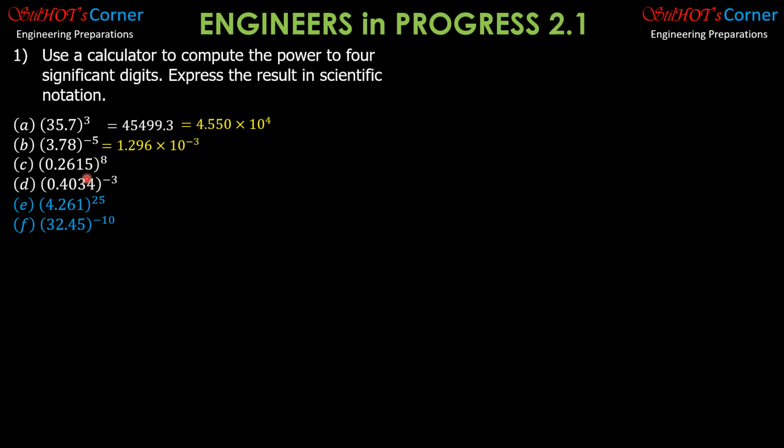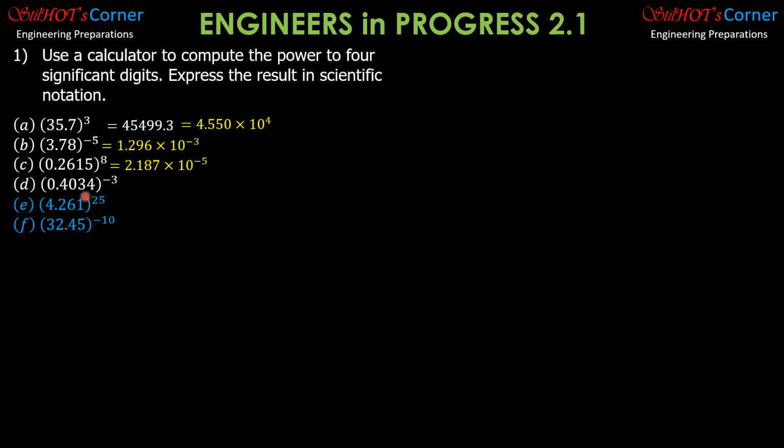Next is 0.2615 to the 8. So using your calculator, it will automatically give us these results also, but our job is to just round off the value to 4 significant digits. So 2.187 times 10 to the negative 5, and this is expressed to 4 significant digits and in scientific notation.